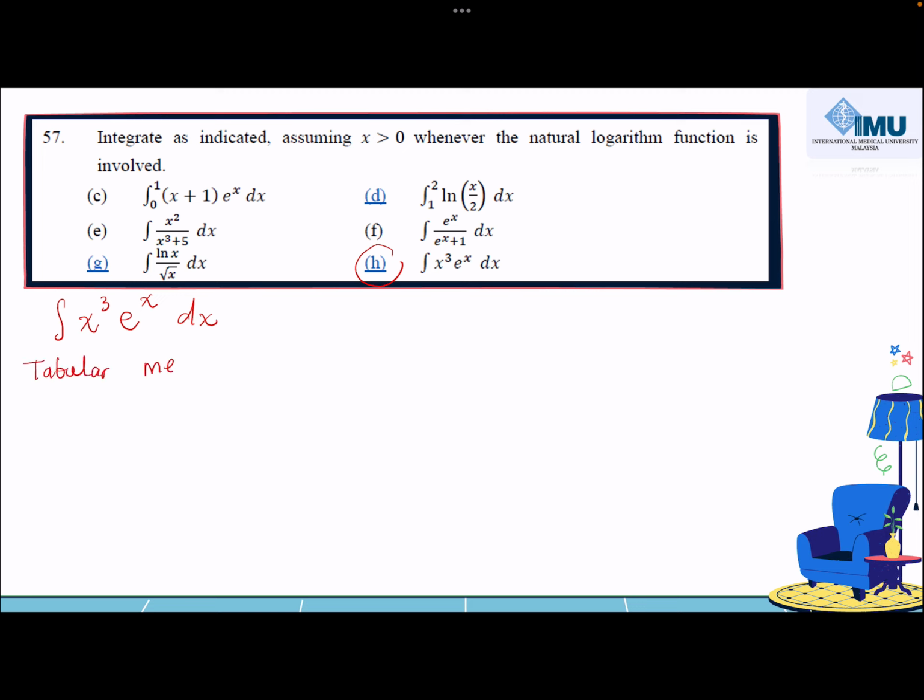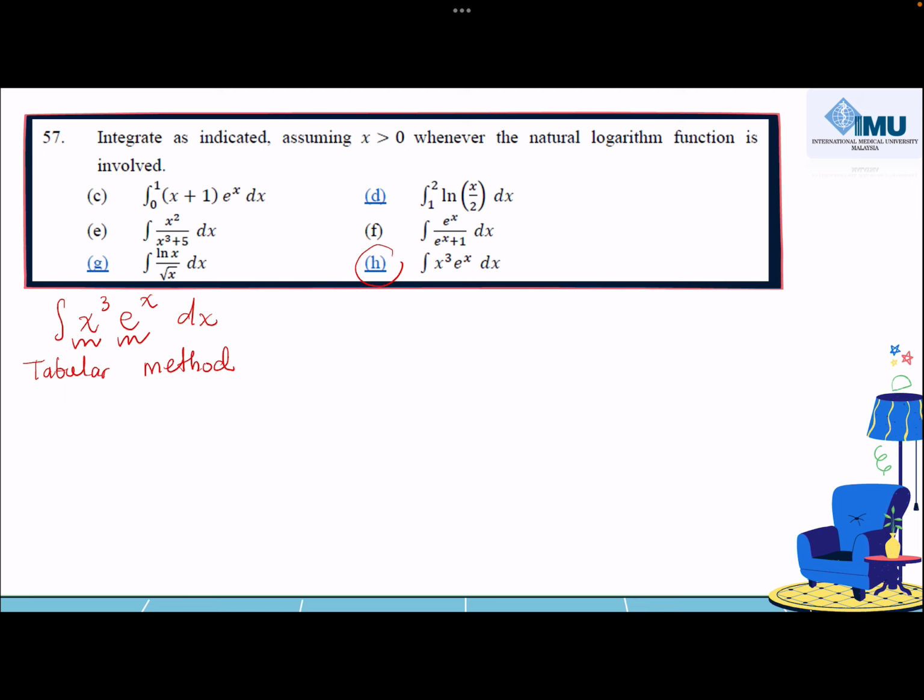Now, when can you use the tabular method? When you can choose a term that, once you perform differentiation, will reduce to 0. Then you can perform a tabular method. Now, remember, you have two terms. One is x cubed, one is e to the power of x.